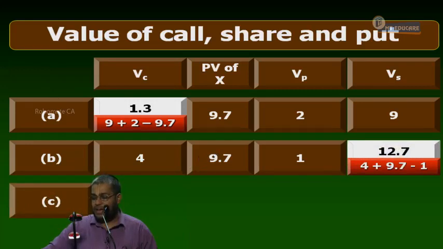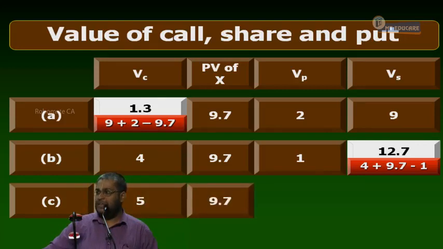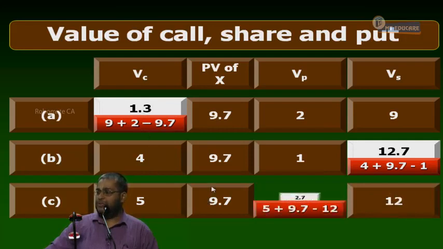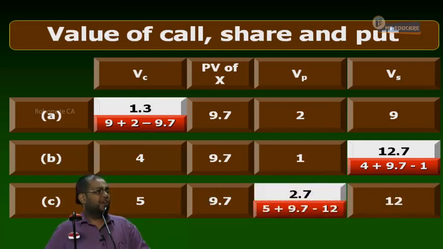Now, third question. What is the value of the call? 5. What is the value of the share? 12. Ask you to find out the value of the put. The call value is 5, PV of X 9.7, the share value is 12. What is the value of the put? 5 plus 9.7 minus 12. That gives you 2.7, which is the answer for this question. Everybody understood or not? Now, copy the solution quickly before you go for the next one.